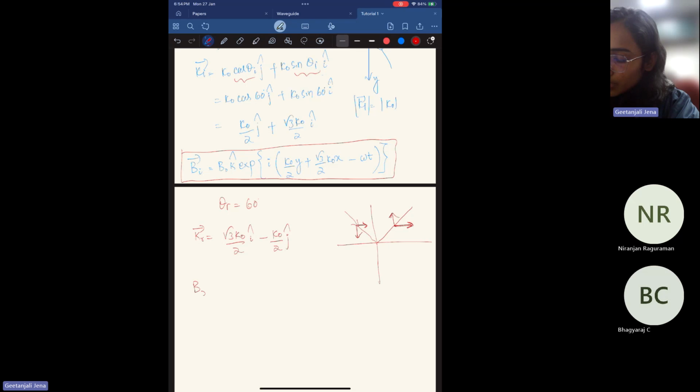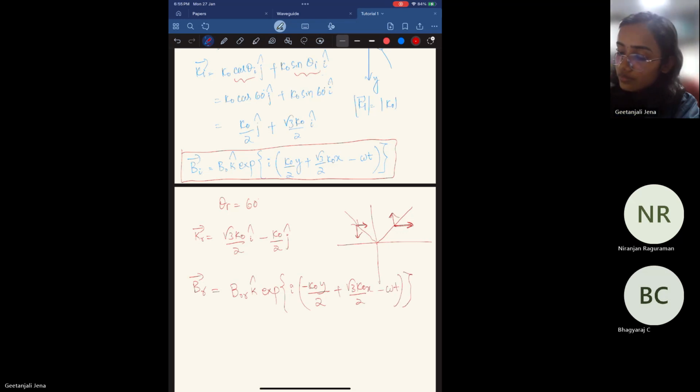So B reflected will be, let's say, B0R K cap exponential i K0 y by 2 minus K0 y by 2 plus root 3 K0 by 2 x minus omega t. This is for the reflected wave.